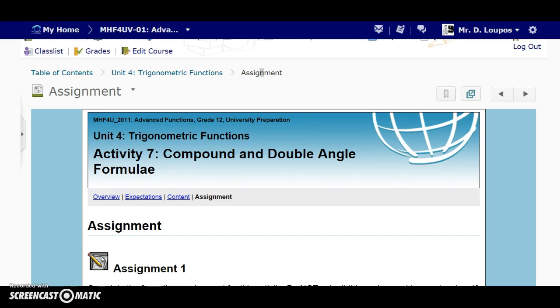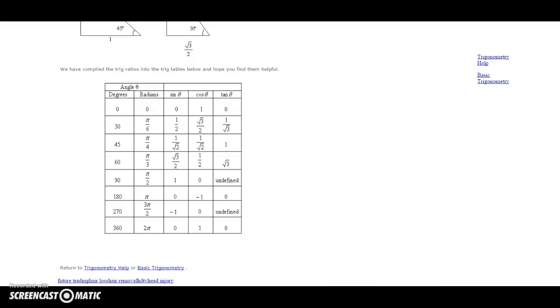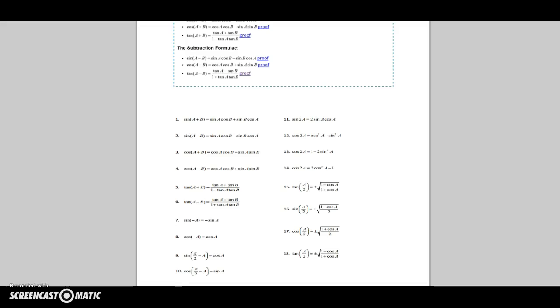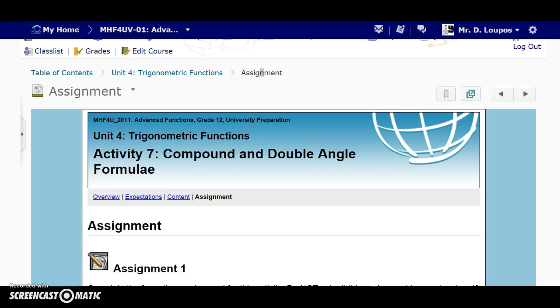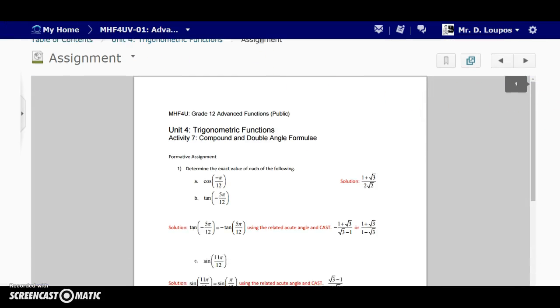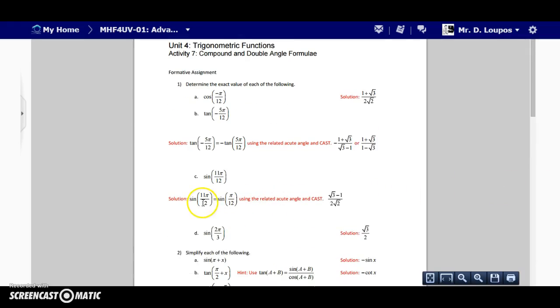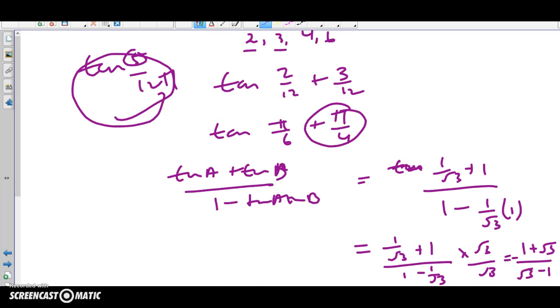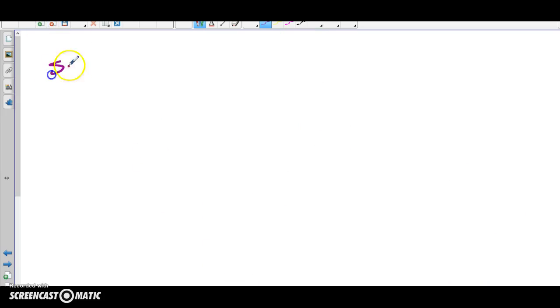The second question asks, where's the second question? Sorry, the second question was, what is the sine of 11 pi over 12? So the sine of 11 pi over 12.